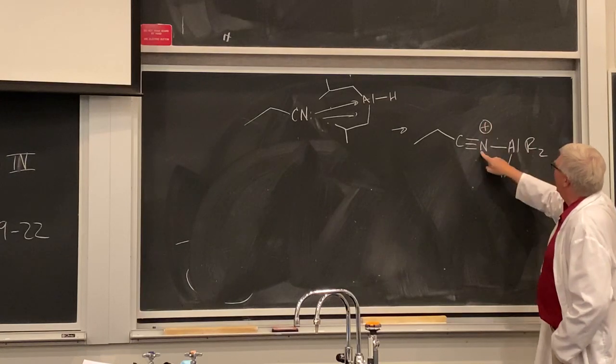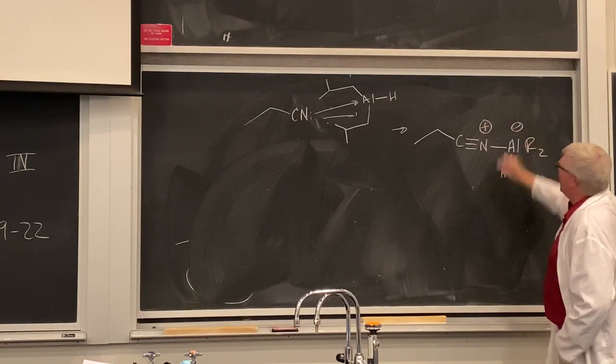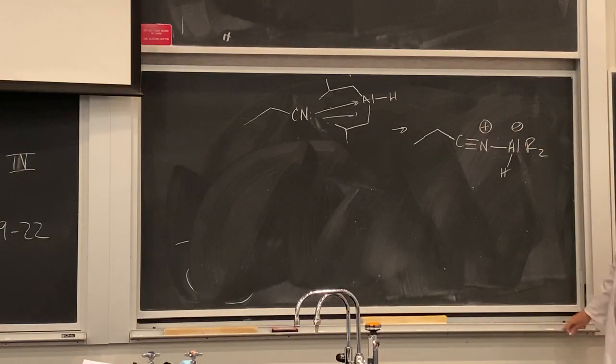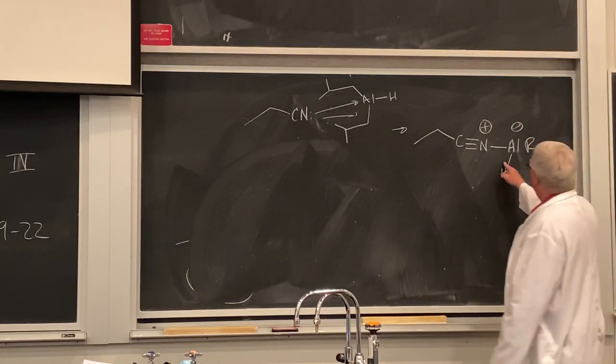There's a plus charge on the nitrogen. And what about the aluminum? Yeah, it's an aluminate, right? Because it only has 3 valence electrons. So if you have 4 bonds to it, it's like boron, the borate complex we saw before. So what can occur at this point?